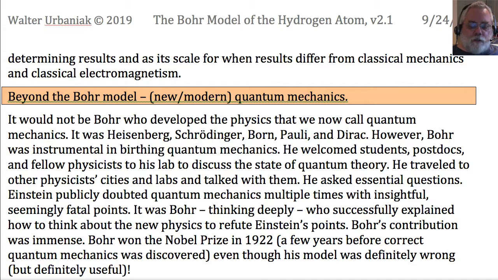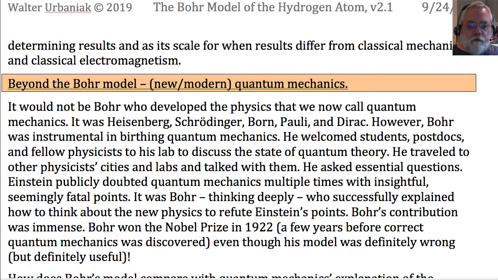He asked essential questions. Einstein publicly doubted quantum mechanics multiple times with insightful, seemingly fatal points. It was Bohr thinking deeply who successfully explained how to think about the new physics to refute Einstein's points. Bohr's contribution was immense. Bohr won the Nobel Prize in 1922, a few years before correct quantum mechanics was discovered. His model was definitely wrong, but definitely useful.